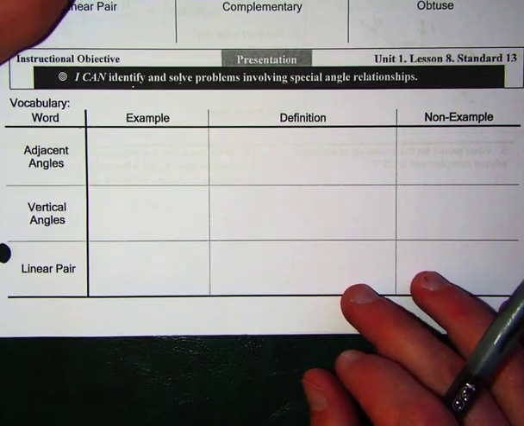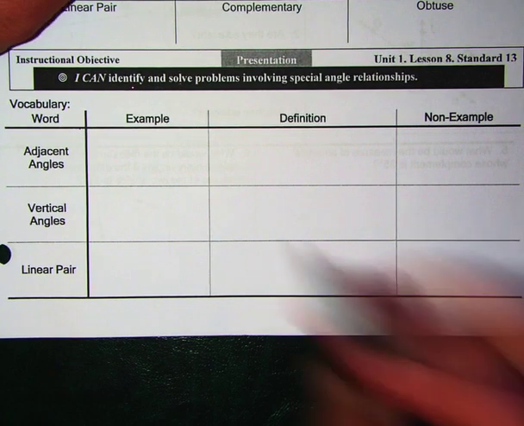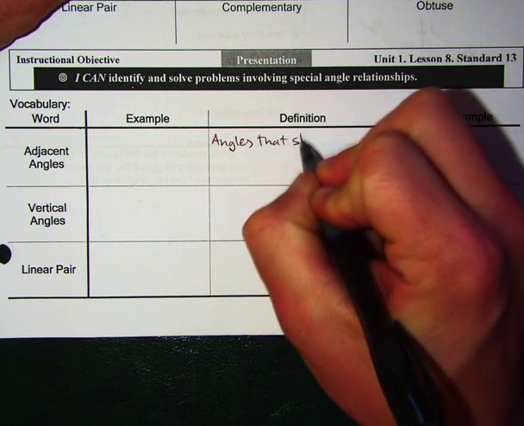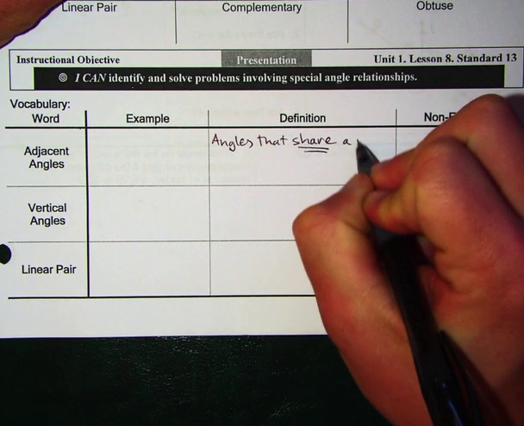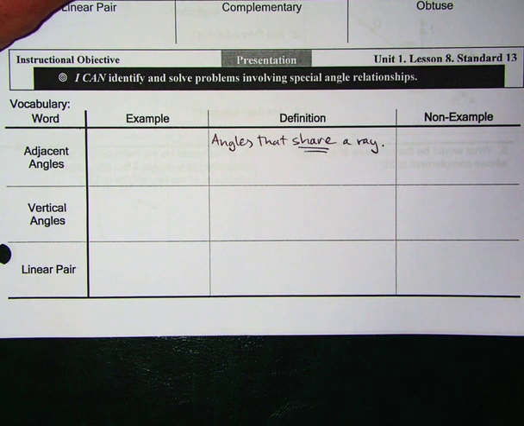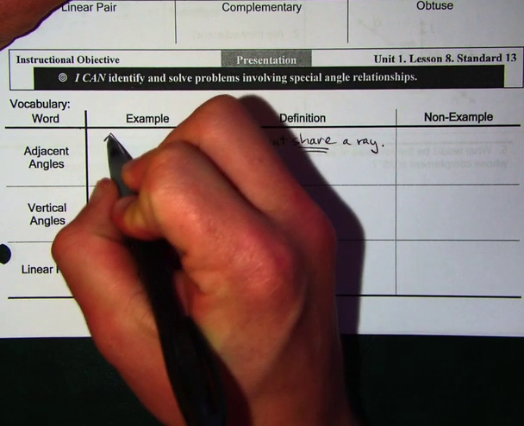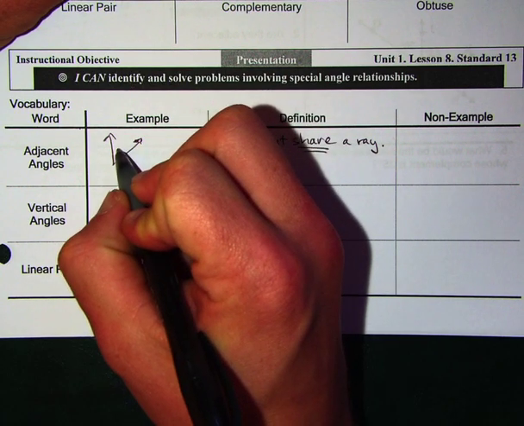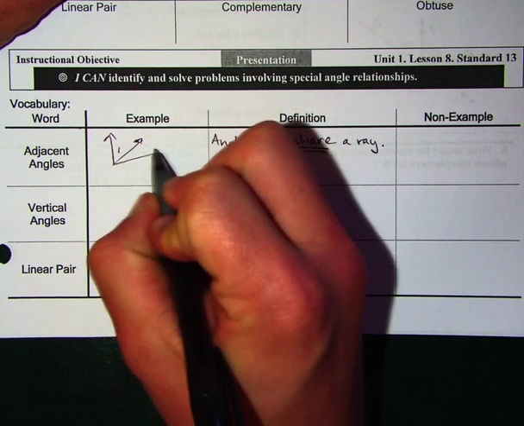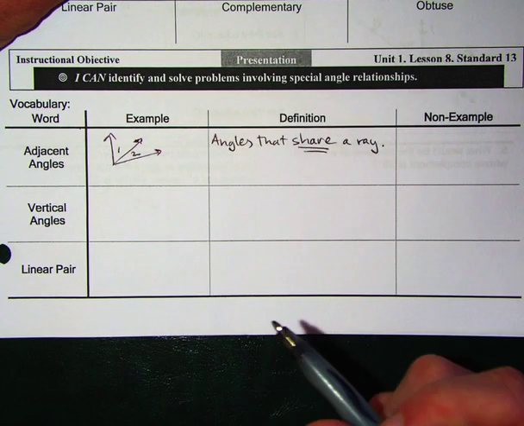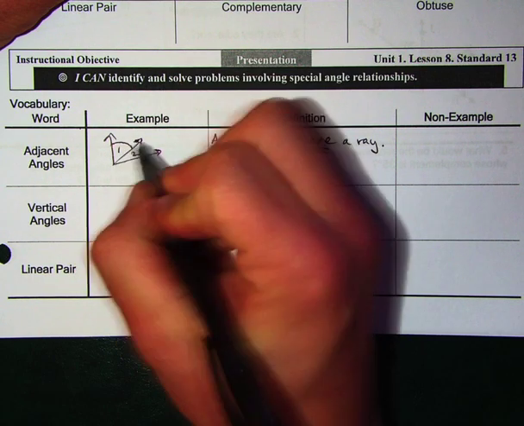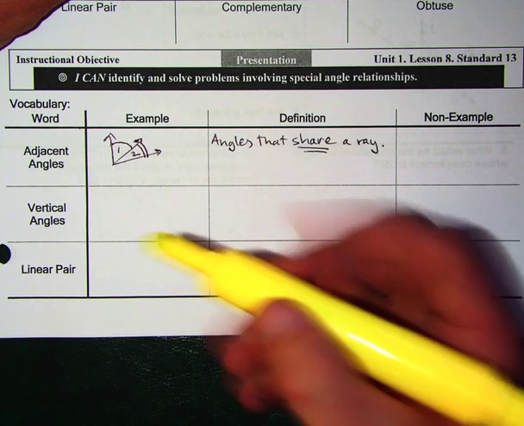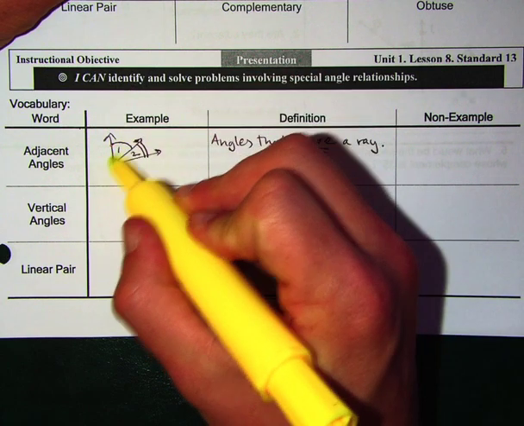Adjacent angles. A good definition of adjacent angles would be angles that share a ray. Let's see what that would look like. For example, here's one angle, okay? Think of it as angle 1. But then if I do this and call this one angle 2, you can see how angle 1 and angle 2 are different, but look here at the ray that they share.